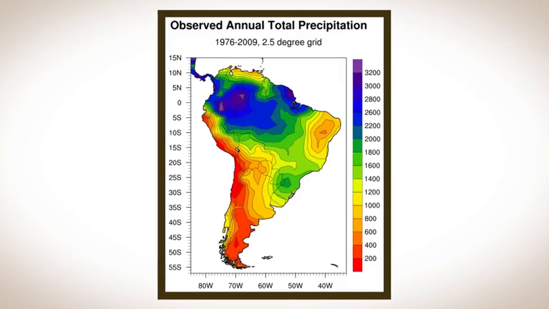The impact of the trade winds on climate, and thus vegetation, can be seen in this precipitation map for South America. Notice that the Amazon basin has higher rainfall in the west than in the east. That's because the trade winds push moisture-laden air from the east, resulting in more rainfall in the western Amazon.